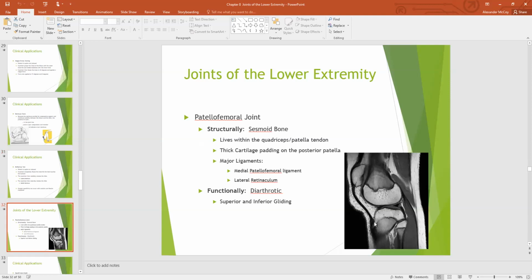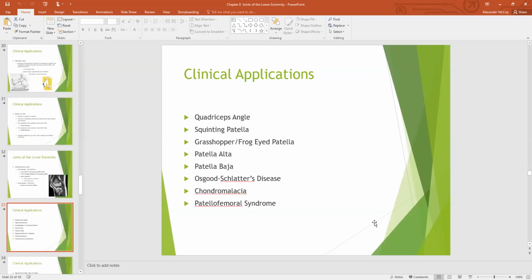So the patellofemoral joint, this one is basically that floating kneecap over the knee joint. It is a sesamoid bone because it's floating, it's tethered together, and it lives in the quadriceps patella tendon. You have some lovely cartilage that is on the posterior side, so between the patella and the knee. That's usually where we get some breakdown. It's called chondromalacia. We'll talk about that here in a little bit. You have major ligaments there, and it's of course diarthrotic because it has a lot of movement.